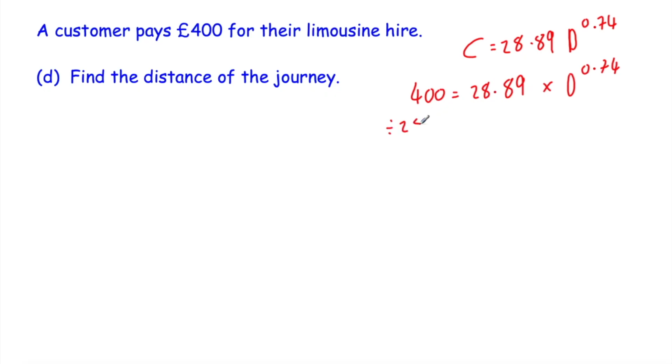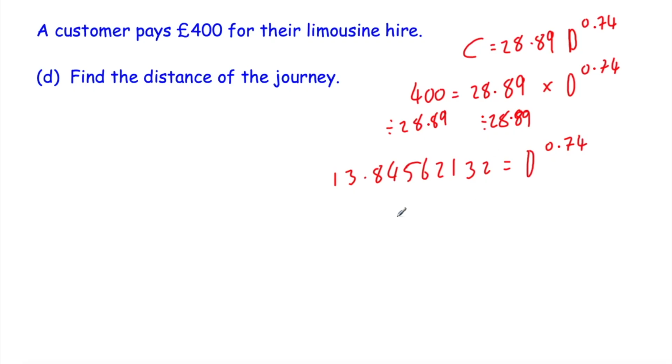So divide by 28.89. The left hand side, whenever we do 400 divided by 28.89, we get an answer of 13.84562132. And on the right hand side, we've divided by 28.89 to get rid of the 28.89, so we're just left with d to the power of 0.74. I'm just going to turn this around: d, the distance, to the power of 0.74, is equal to 13.84562132. And now we want to solve this to figure out what d is, the distance of the journey.